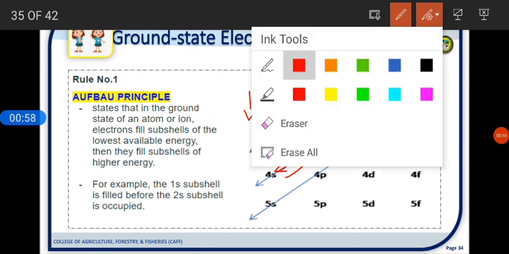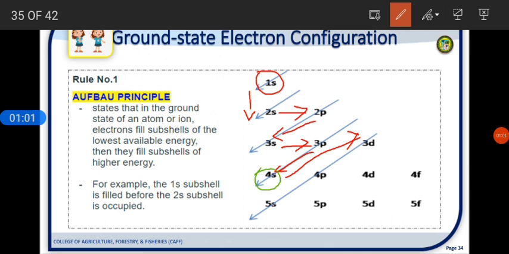Okay, so let me just clarify this one. You will ask me, Miss Dizon, why is 4s written first before 3d? Why do you think so? Because 4s has the s orbital, while 3d is a d orbital, and s orbitals have lower available energy, while the d orbitals have higher available energy. So that is the reason why 4s is written first before 3d. Okay, so please do not get confused.